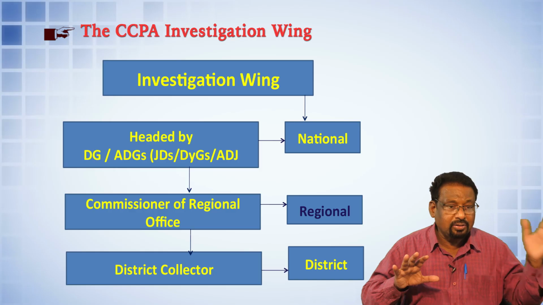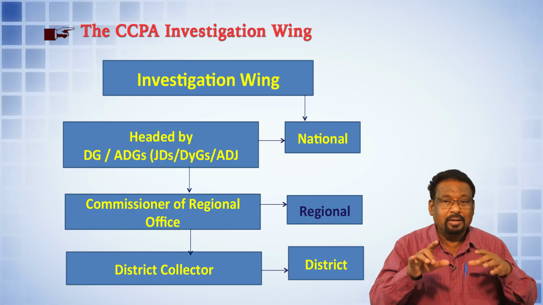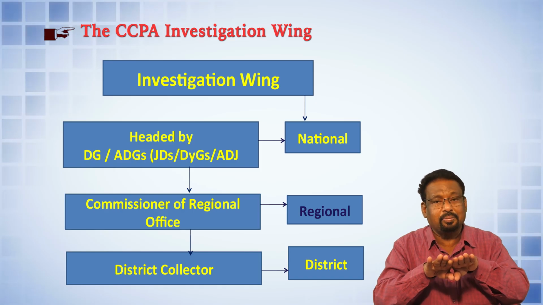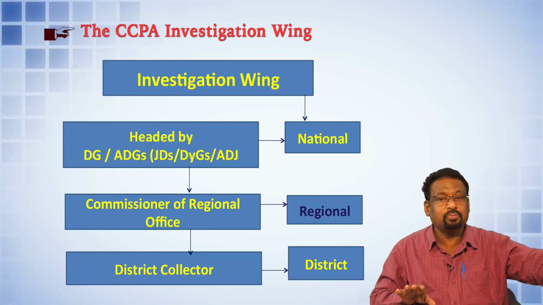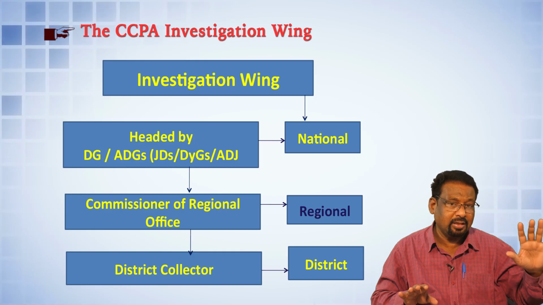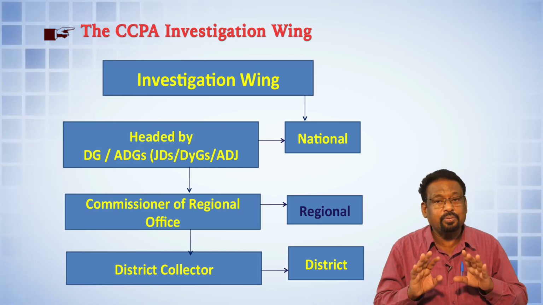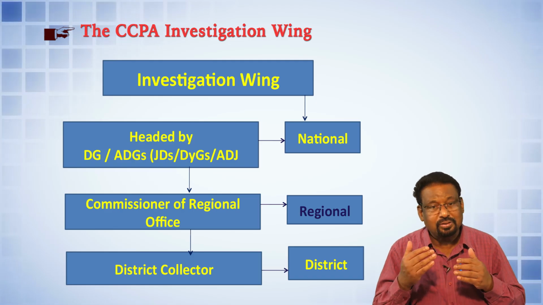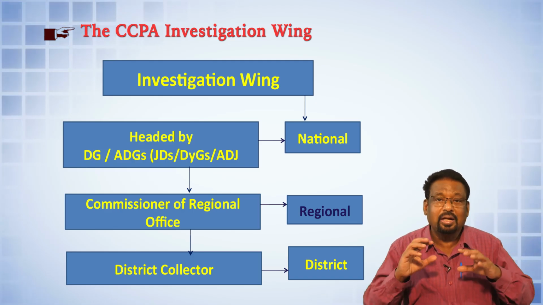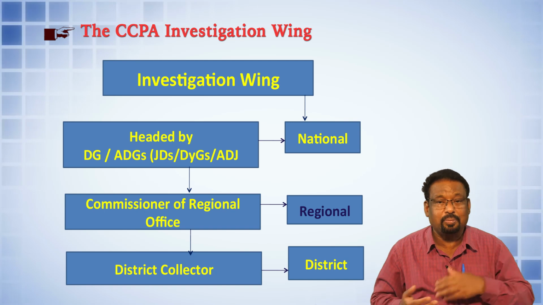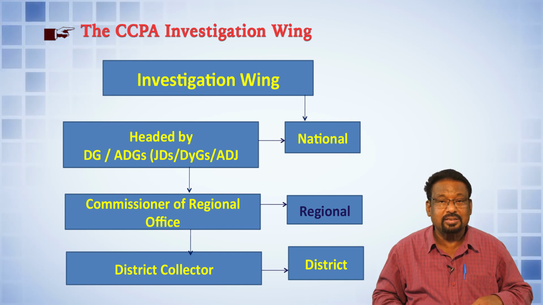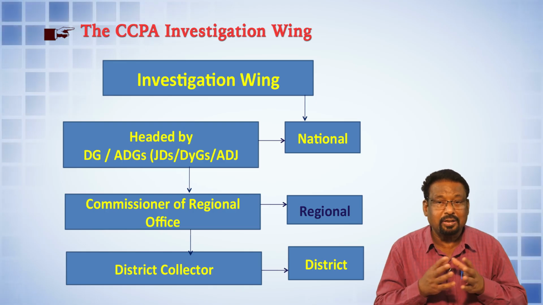Again, with regard to the council and the investigation wing, their functions are clearly demarcated. The council's job is only to provide advice. Here, the job is to carry out the investigation based on the complaint received or based on any other suo moto complaint. That is the function of the Central Consumer Protection Authority. We move to the third mechanism again.